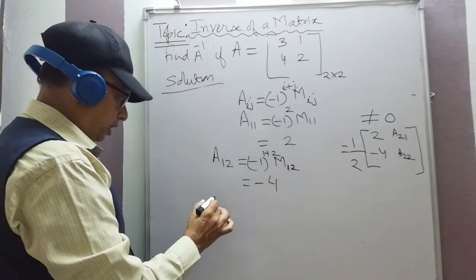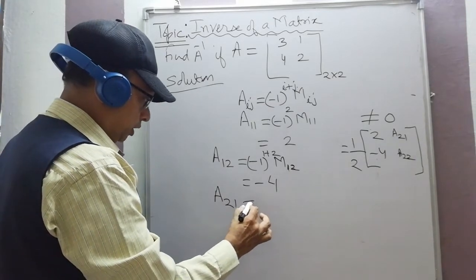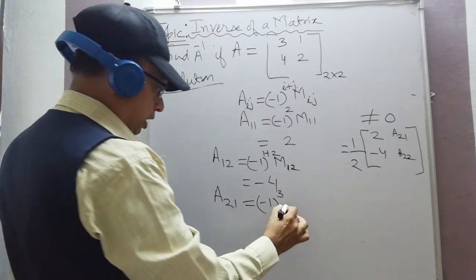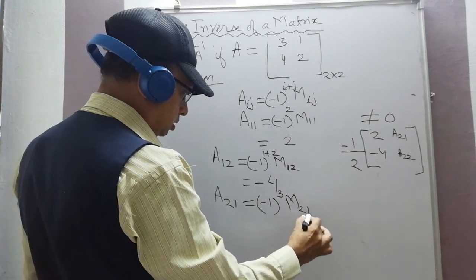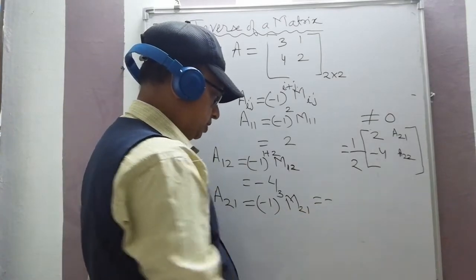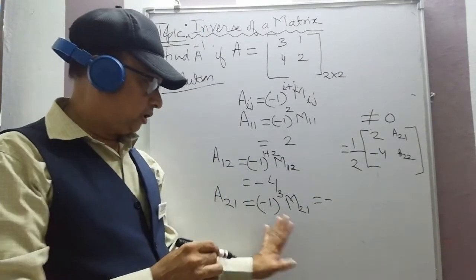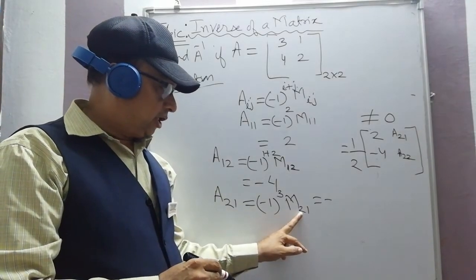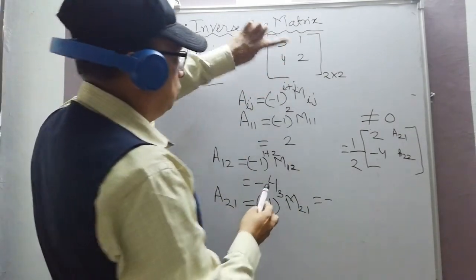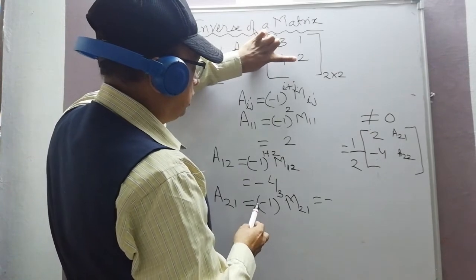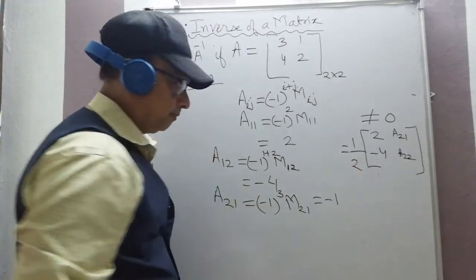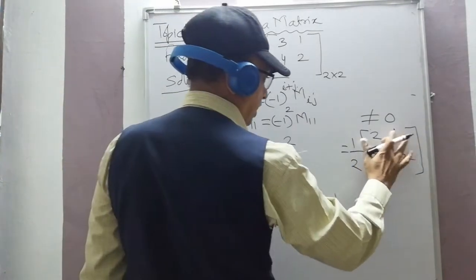Then I am finding A21. A21 is equal to minus 1 to the power 2 plus 1, that is 3, M21. Minus 1 to the power 3, the meaning is it is minus M21. Don't be upset with this one. M21 means deleting the second row and first column. This is the first row, this is the second row. Deleting the second row and first column, what are you getting? 1. So A21 is minus 1.